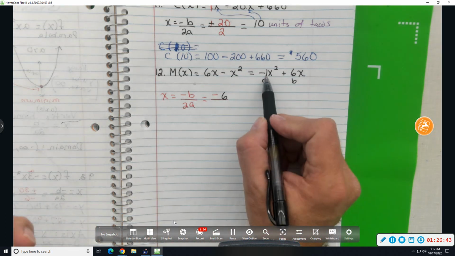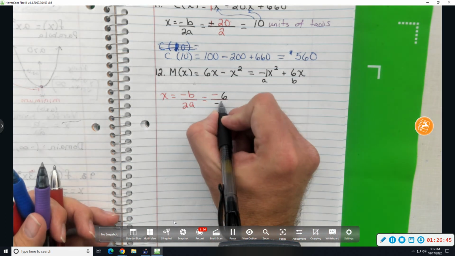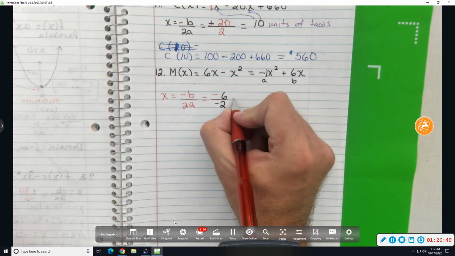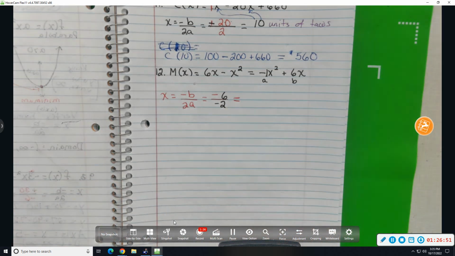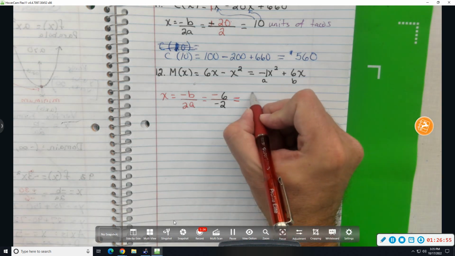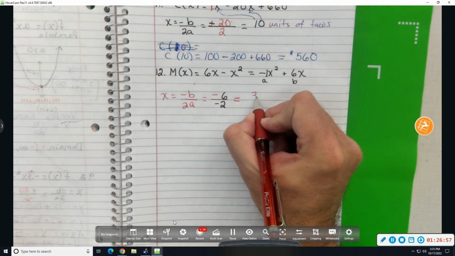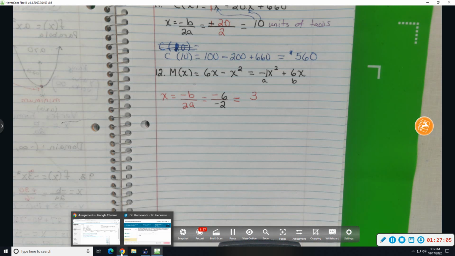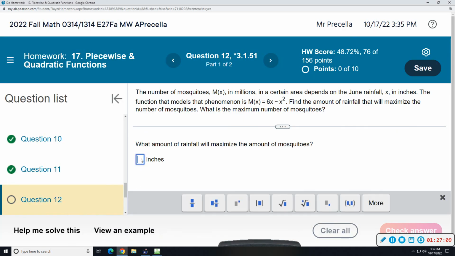2 times a negative 1 is a negative 2. So what are we getting here? Negative 6 divided by negative 2 is... 3? You aren't answering because my questions are too easy. Negative 6 divided by negative 2, positive 3.